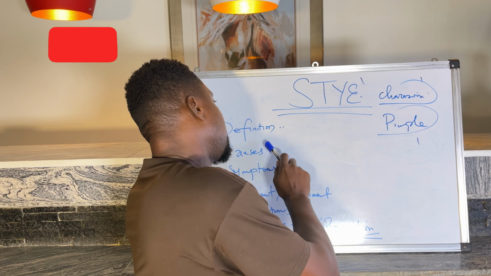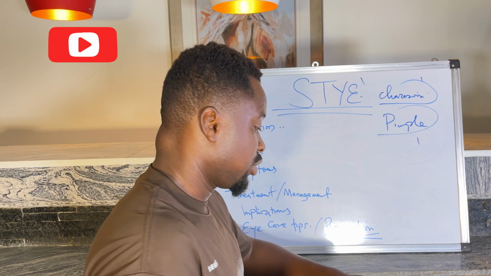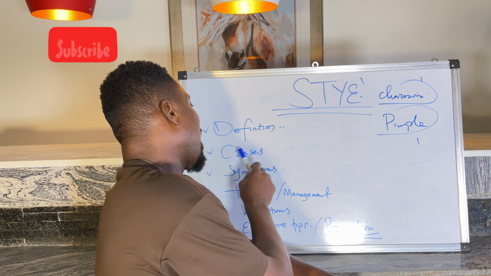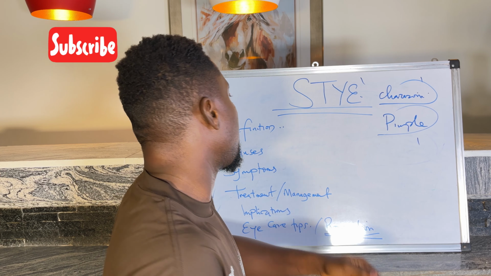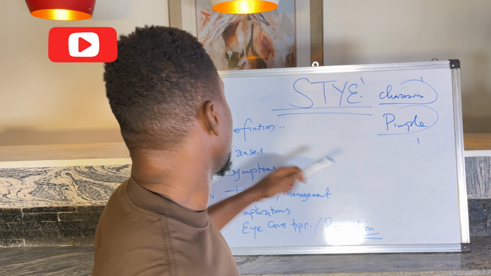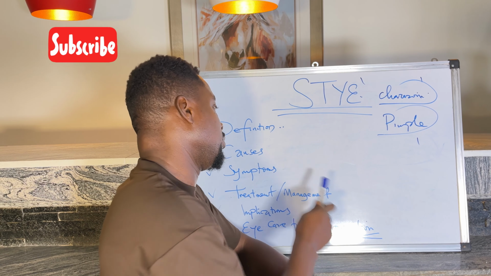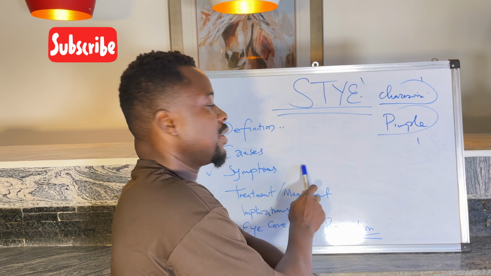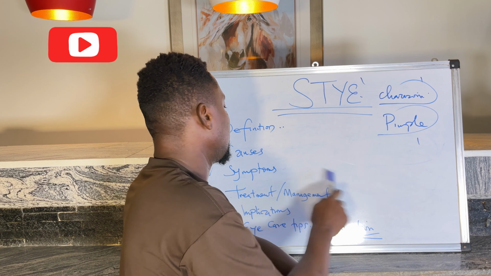Talking about the causes of stye, I already made mention of the fact that it is an infection, a bacterial infection of one of the glands of our eyelid. The symptoms include mostly pain, redness, and swelling of the eyelid.